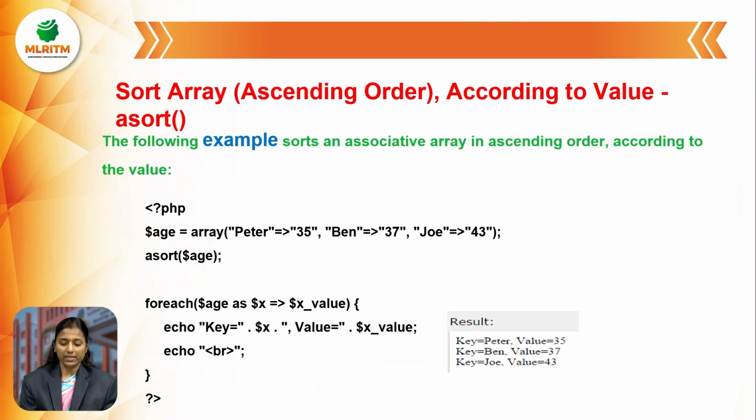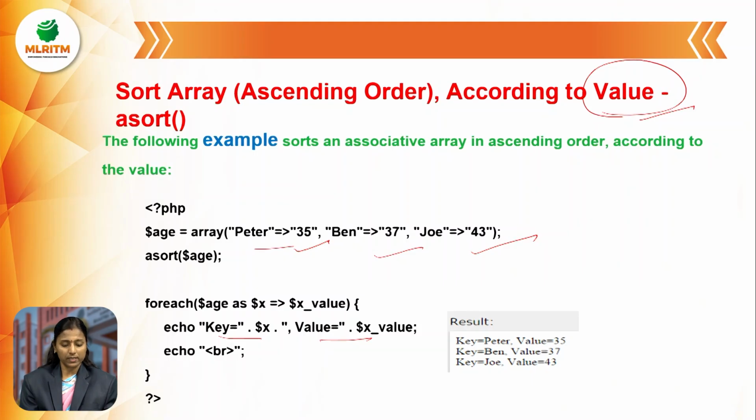Okay, then next is the ascending order using asort. Same, asort means we are taking the key and value. Okay, the age array with Peter, according to the value. In the previous one, we printed according to alphabetical order, but this one is according to the value. Based upon the value, it will be printed. The first one is 35, the second is 37, then the next is 43. In this format, the values will be printed.